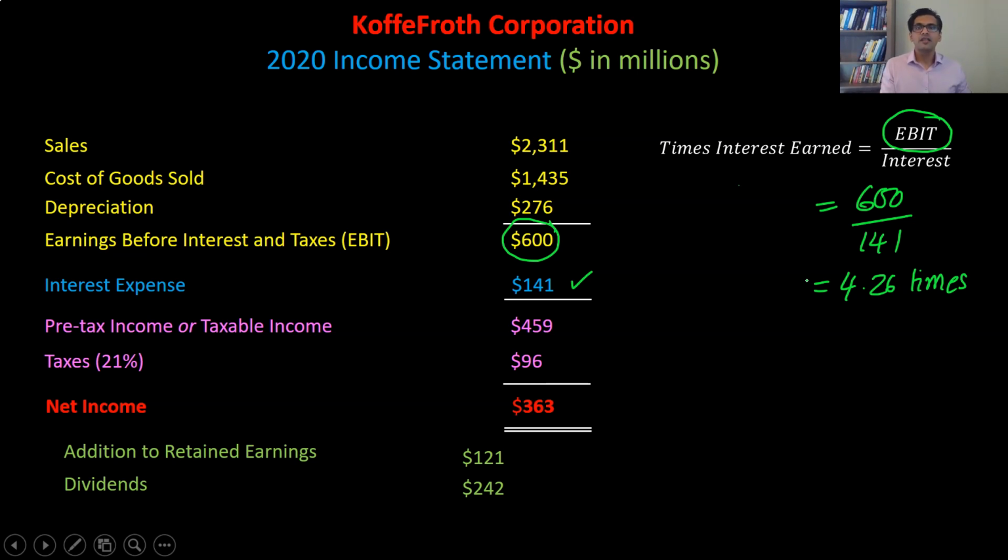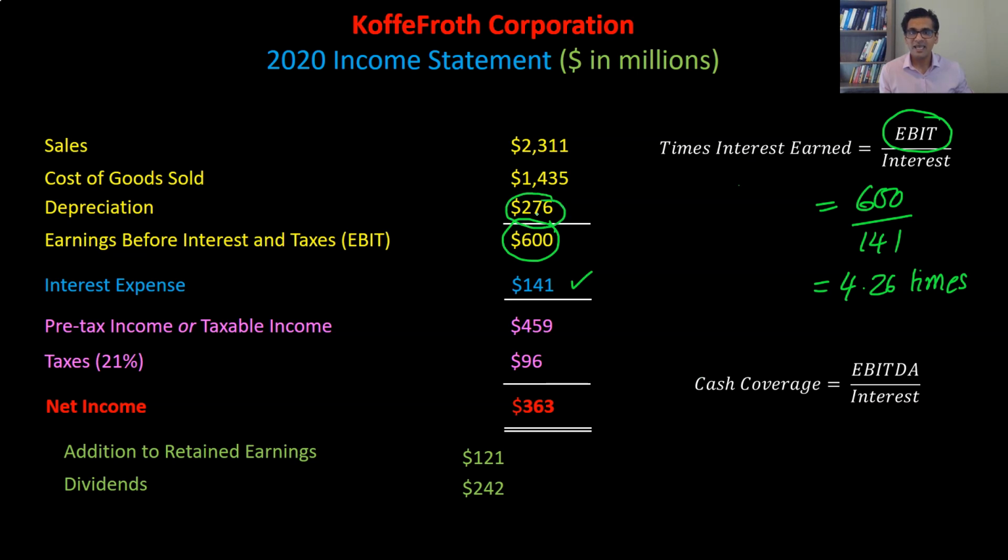Okay. There is another ratio which tries to do something similar. It's called the cash coverage ratio. The only thing that changes is that instead of EBIT, you look at EBITDA. What's the rationale? Basically, cash coverage ratio goes to times interest earned ratio and says, hey, wait a minute, buddy, this 276 million that you deducted in the form of depreciation to arrive at this 600, technically this is a non-cash expense. This money never actually left.